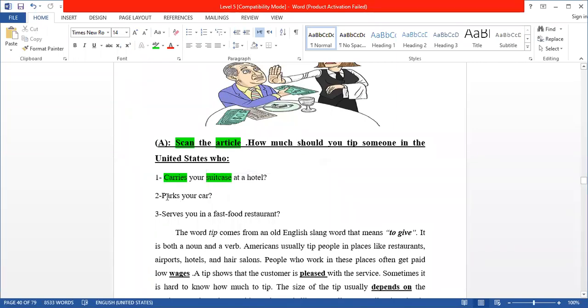Or somebody parks your car. Park means what? To park here means what? To park here it means to leave a vehicle that you are driving in a particular place for a period of time.